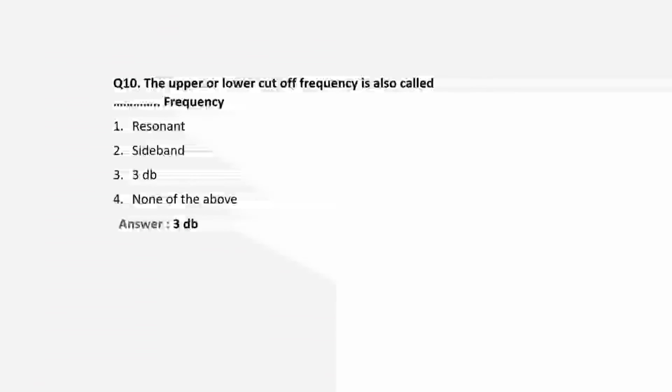Okay, so in this way we learned some sample questions on low signal power amplifiers.